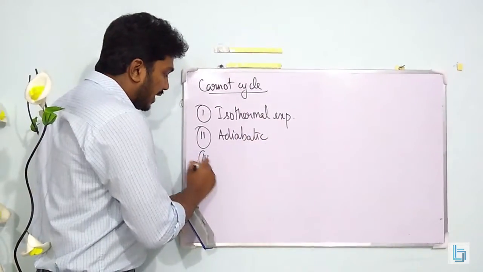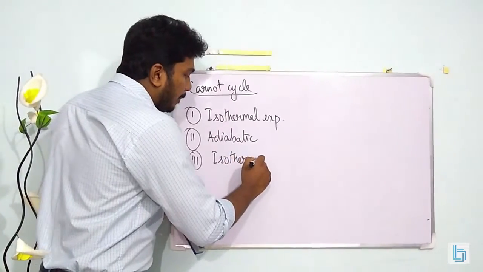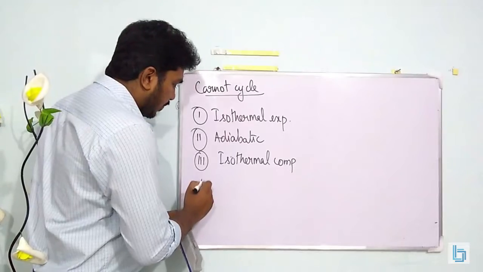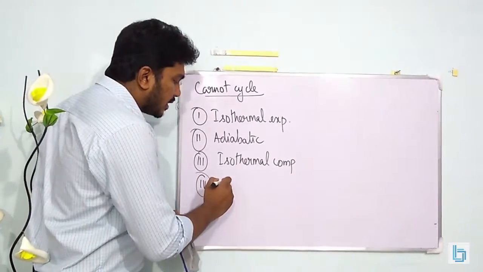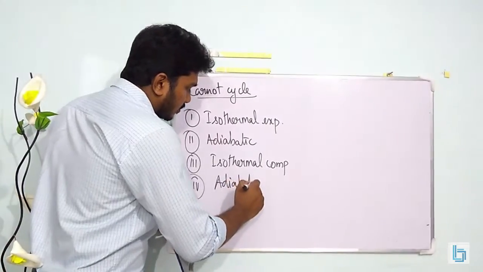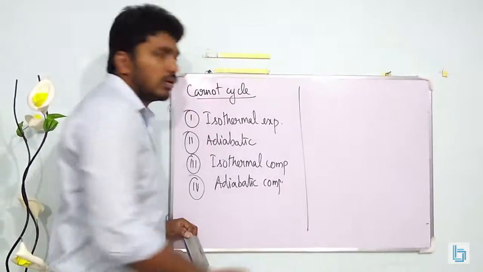And the third one, it is Isothermal Compression. Isothermal Compression. And the fourth one, we call it as Adiabatic Compression. Now I'll give you a brief idea about the 4 processes and how it works out.